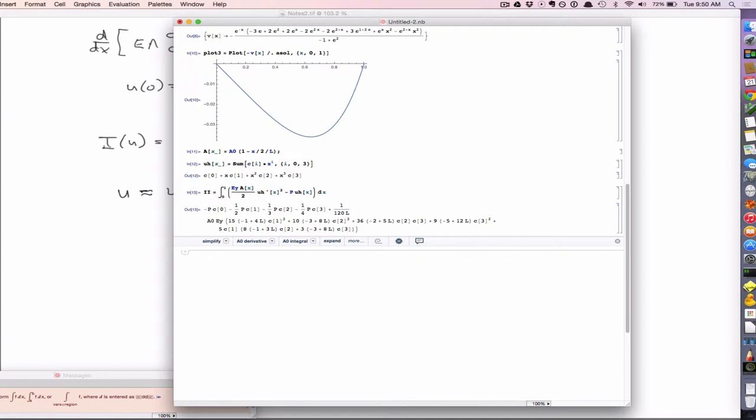But now, what do we do? We had a functional. We assumed a solution and plugged it in. That allowed us to integrate it in closed form. Now we have a function. How do we minimize a function? Yeah, take its partial with respect to the constants and solve for the constants, right? I'm going to do that all in one step here. I'm going to take the partial of Pi with respect to C0.